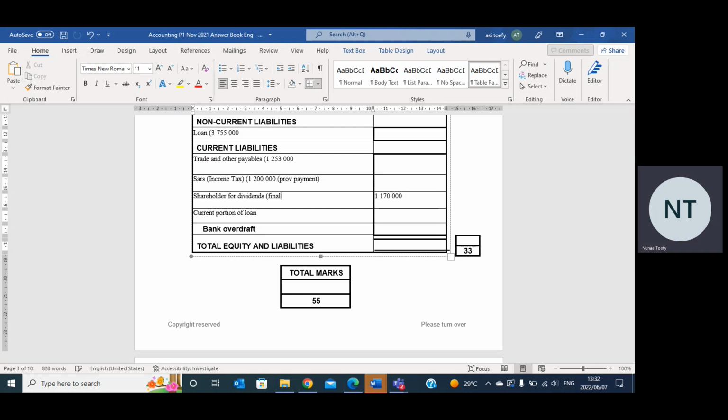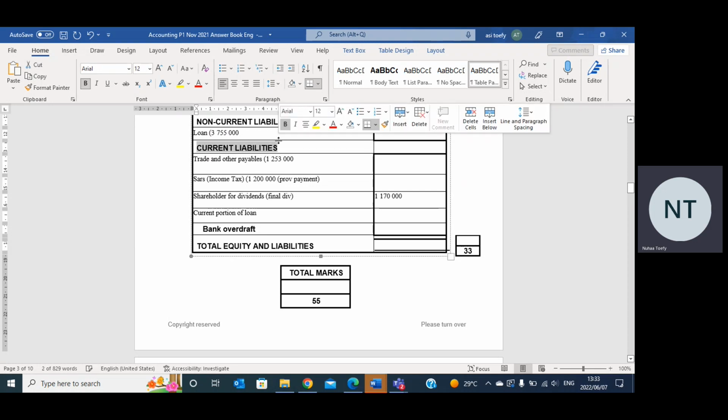It is your final dividend. Remember, with the final dividend, they always say that it was declared, and sometimes they even state that you're going to pay it early next year. But they never actually say that they paid it. They always say a final dividend was declared. It means it wasn't paid, so it's still a payable. It's still a liability. A liability is something that you owe.